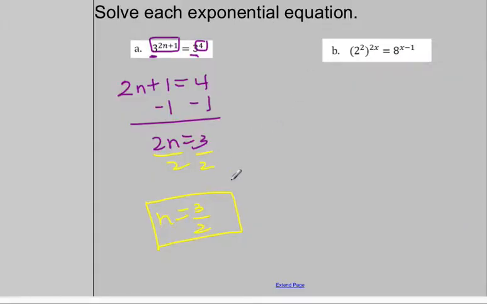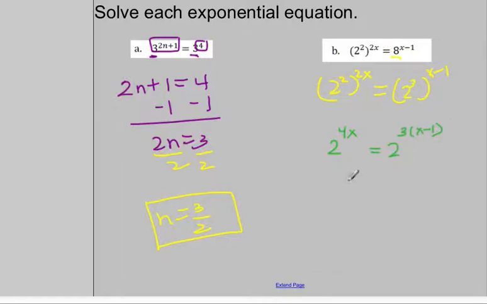So I'm going to go ahead and rewrite the left-hand side. So I have 2 squared times 2 to the x, to the 2x, equals, I'm going to rewrite 8 as 2 to the third. That's what 8 is. And then it's to the x minus 1. Now remember our rules with exponents. A power to a power, you multiply those. So it's really 2 to the 2 times 2x, which gives me 4x, is equal to 2 to the 3 times x minus 1, we'll just write as 3 times x minus 1.